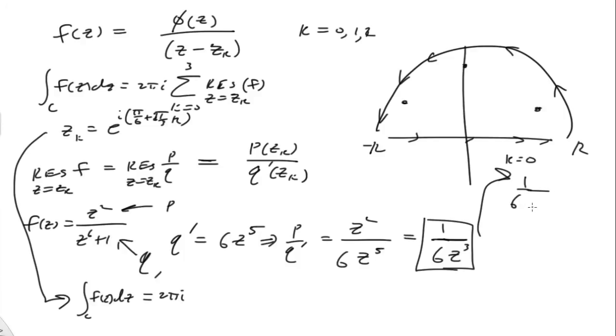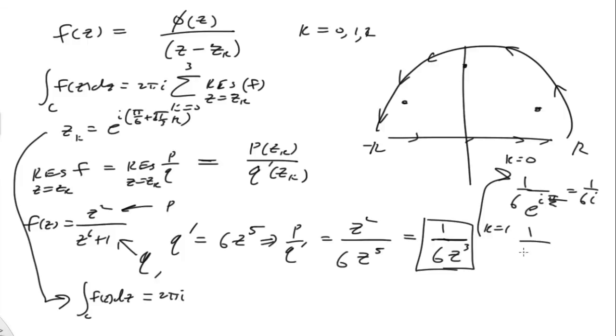And then what we have here is e to the i pi over 6 times 3, so that's going to be pi over 2, which is just i. So the answer is, of course, 1 over 6 times i. Very nice. And now what about k equals 1?